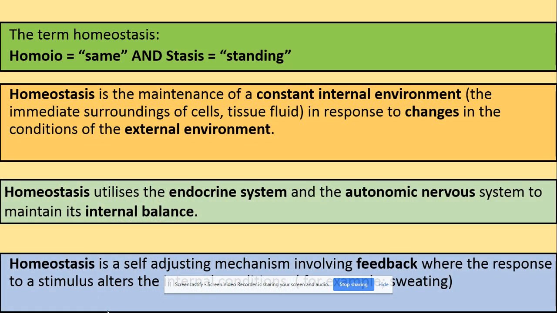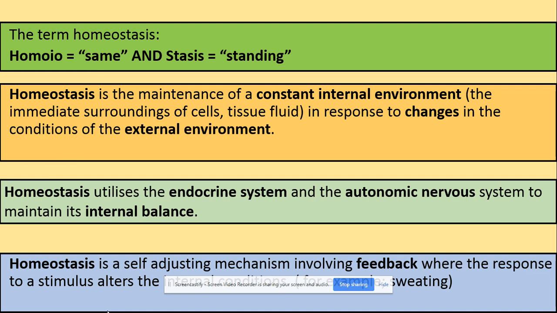So homeostasis is the maintenance of a constant internal environment. This is in response to changes in the conditions of the external environment. Homeostasis utilizes the endocrine system and the autonomic nervous system to maintain its internal balance.